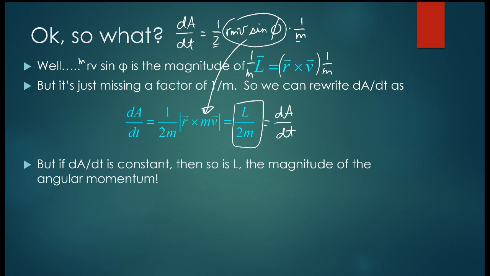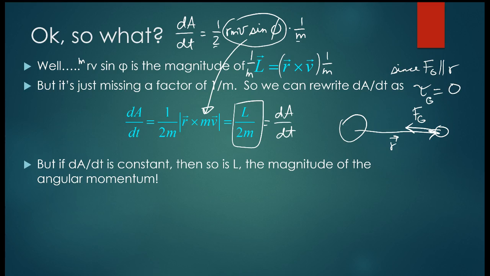But we want to prove that dA/dt is constant, and it's only going to be constant if the angular momentum L is also constant. Okay, so how do we show that that's true? Well, if this is the sun and this is the planet, then the planet has a force Fg directed inwards, but the radius is directed outwards. Now, since Fg is anti-parallel to r, the torque is 0 from the force of gravity.